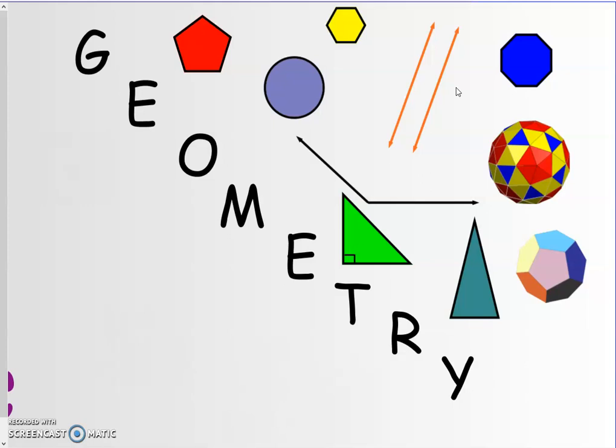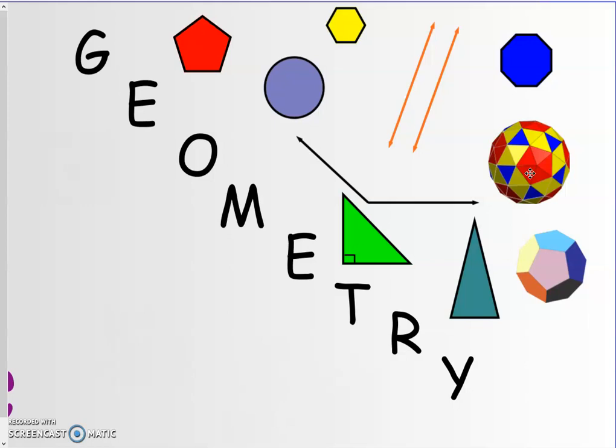Geometry is my favorite. A lot of times people think, hey, geometry, it's all about shapes, and I'm great with shapes. I can identify the pentagon, the circle, what do we have here? A hexagon, parallel lines, octagons, angles, right triangles, isosceles triangles, dodecahedrons, rhombotruncated icosidodecahedrons, all sorts of shapes.